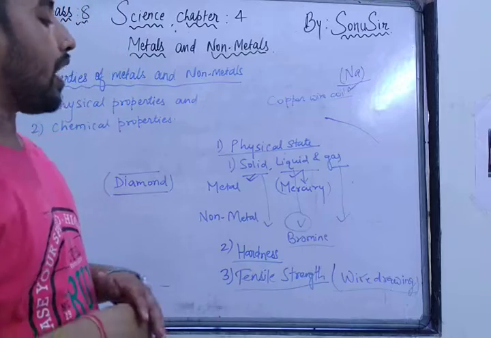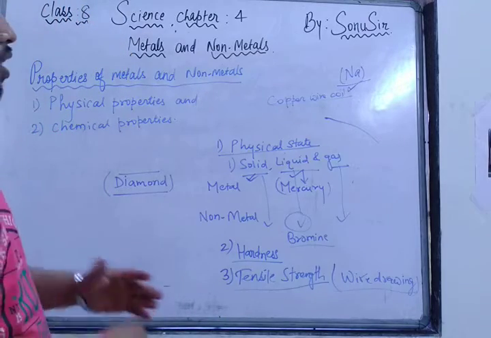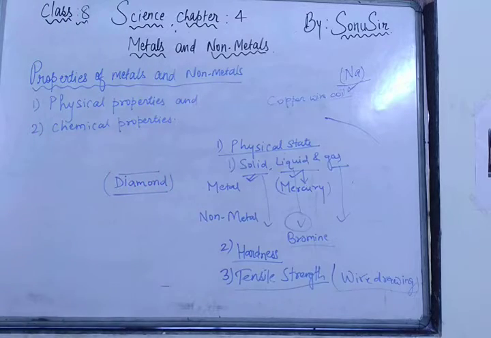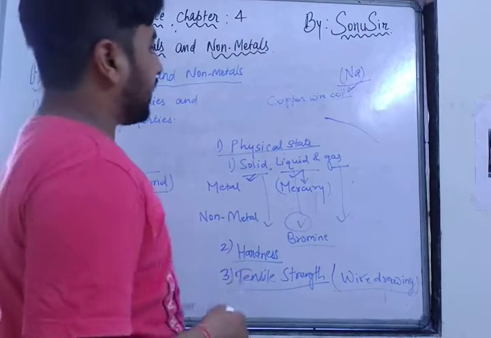So as the wire can be drawn through it into the long form, that is called high tensile strength. Generally all the metals have high tensile strength. And if we talk about the non-metals, they break. They do not have this high tensile strength. They have low tensile strength. They snap under the load.